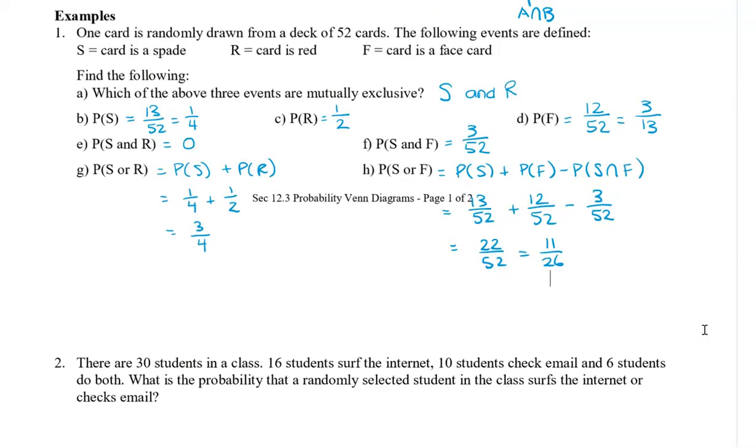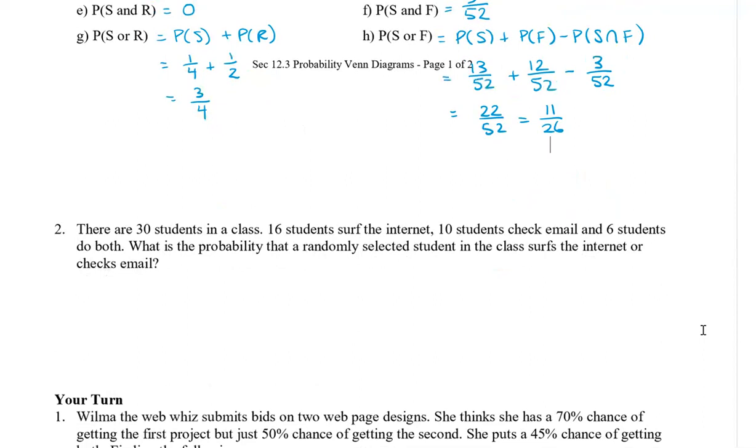All right, let's take a look at our second example. There are 30 students in a class. 16 students surf the internet, 10 students check email, and 6 students do both. So what's the probability that a randomly selected student in the class surfs the internet or checks email?